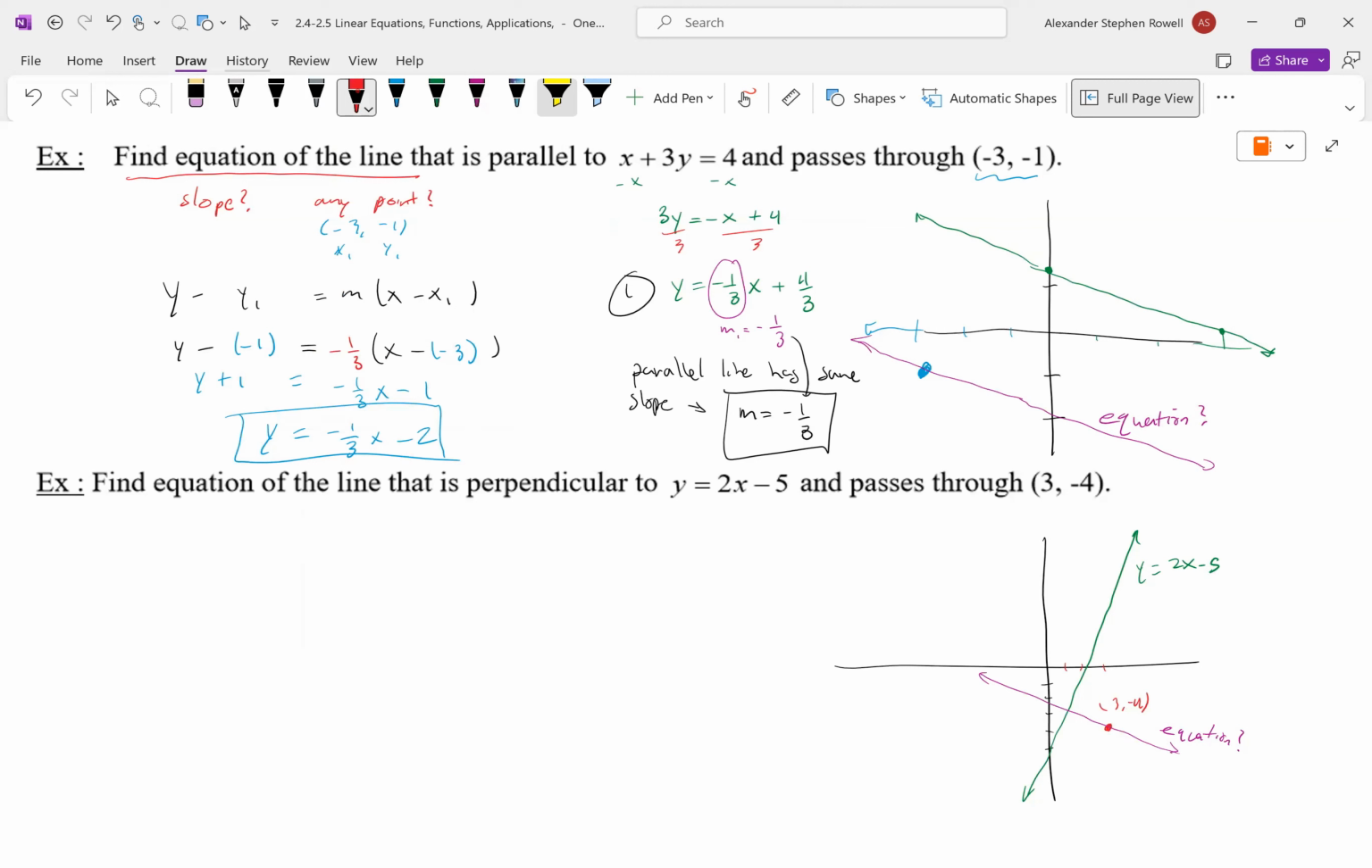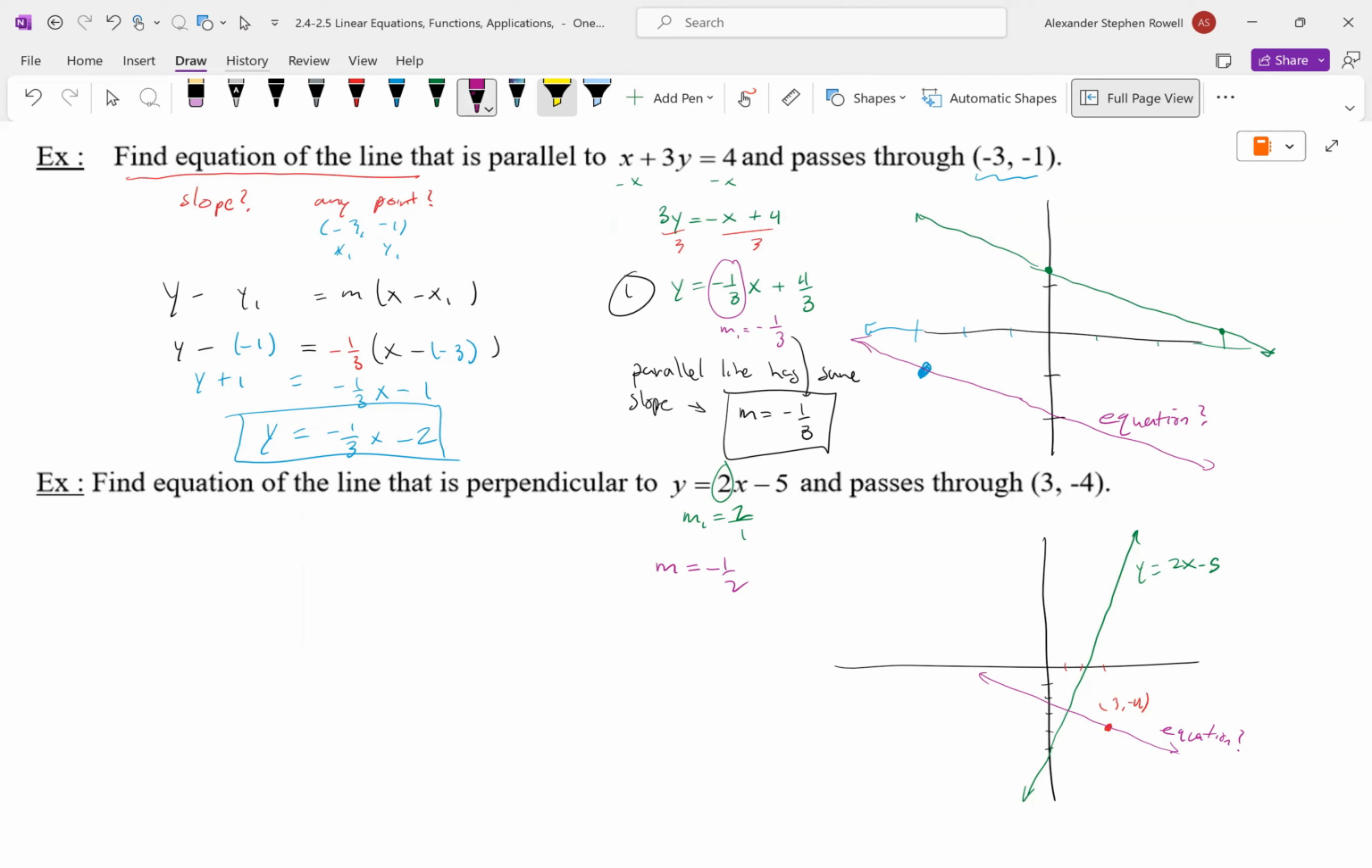So I have a point on my line. I need to find the slope. How do I find the slope if I have the slope of the green line? The slope of the green line is 2. What's the slope of the purple line? Very good. The negative reciprocal. So this is 2 over 1. The reciprocal of 2 over 1 is 1/2. Then you make it opposite sign.